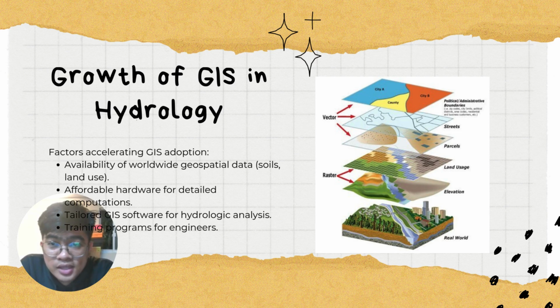Now for the growth of GIS in hydrology. The adoption of GIS in hydrology has been rapid, all thanks to the following. First is the availability of global geospatial datasets like soil and land use maps. Next is affordable and powerful computer hardware for detailed analysis. Next, we have the GIS software with hydrology-focused extensions. And lastly, the training programs that help engineers and technicians utilize GIS effectively. These advancements have made GIS an indispensable tool in modern hydrology.